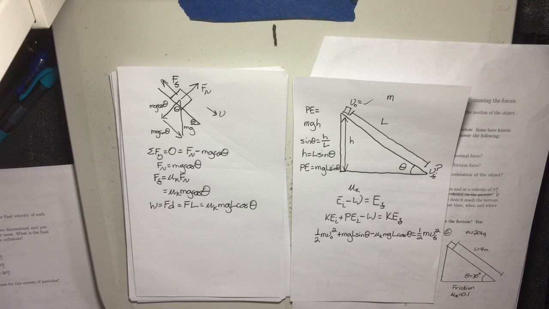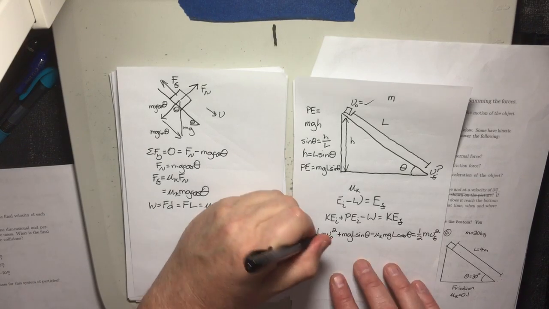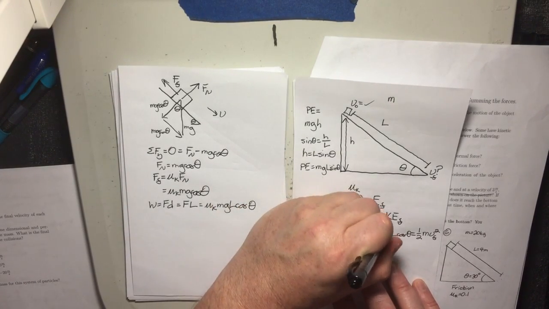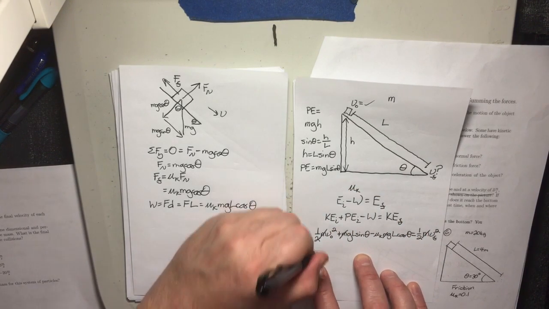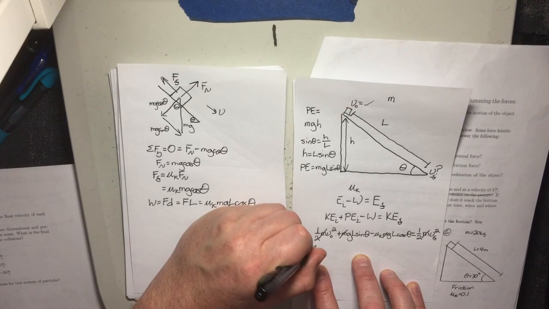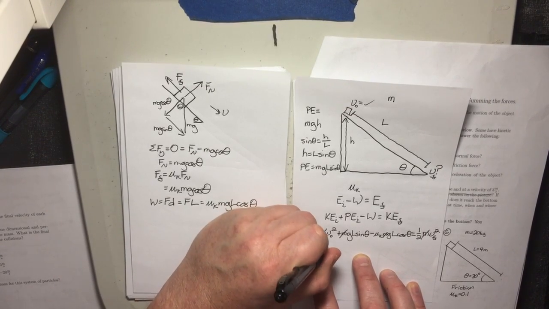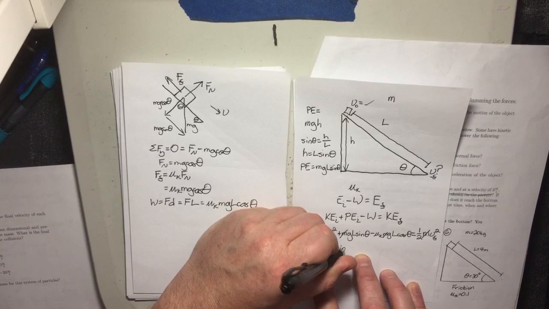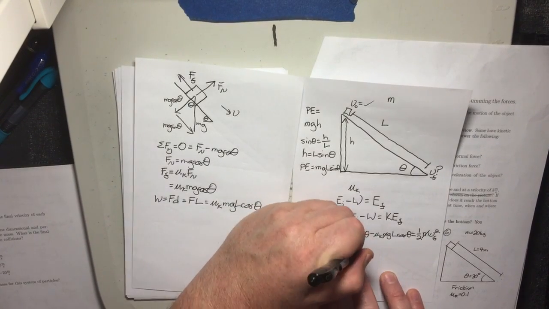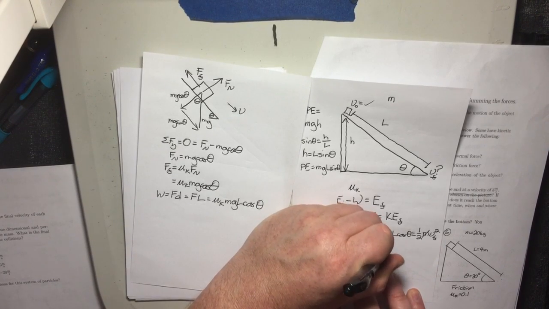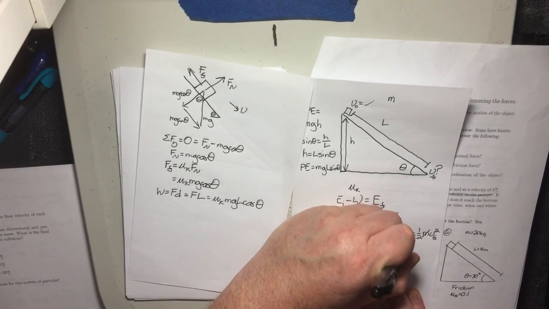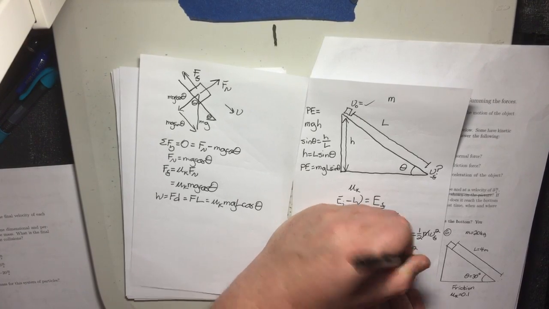One of the things that you see is there is an m in every single term. So the mass truly isn't necessary. The other thing, so what I'm going to do, I'll do this step by step. 1/2 v naught squared plus Lg sine theta minus mu sub k gL cos theta equals 1/2 vf squared.